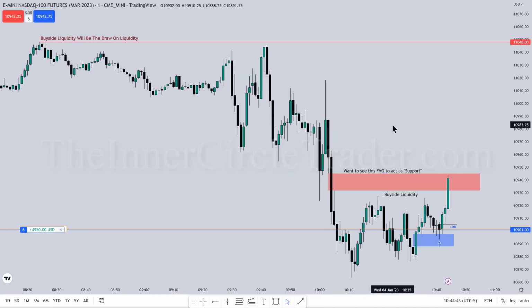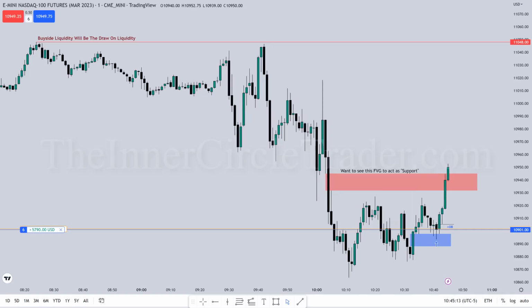So I want to see this fair value gap, that pink area, act as support. So what specific level? The high of it. I want to see it expand above it. And as it's starting to go up, I'm watching how price is gravitating towards that rejection block. And I like the expansion that we're seeing here.